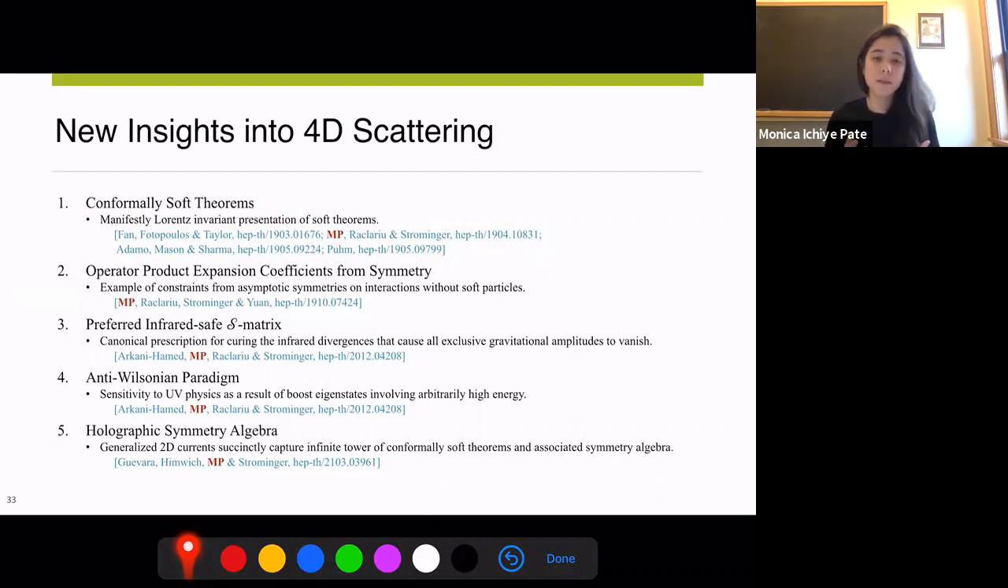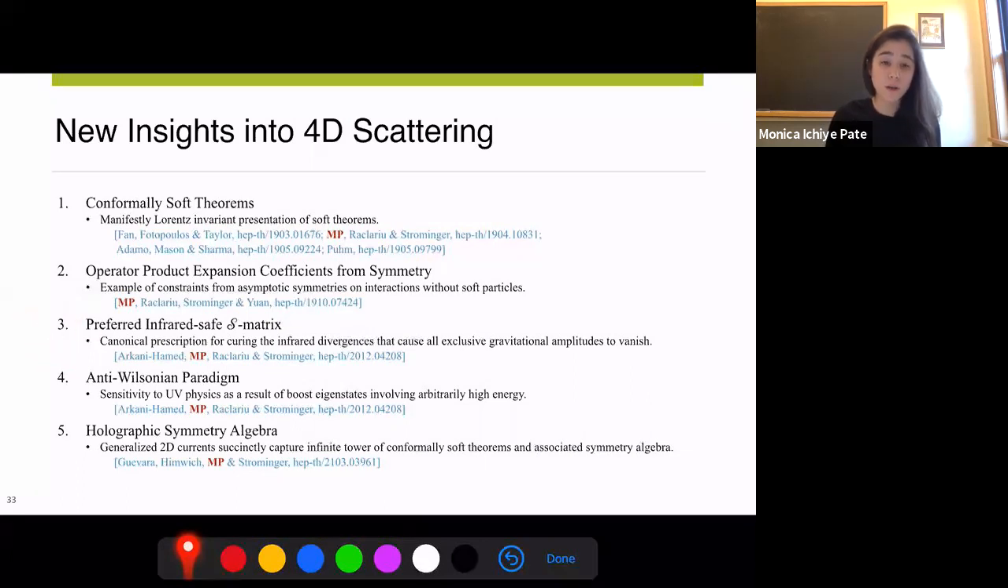And these can be thought of as simply a manifestly Lorentz invariant presentation of soft theorems that circumvents a non-Lorentz invariant reference to factors of energy, and thereby further elucidates their connection to symmetry. So next, in this framework, it turns out that one can use the symmetries to fix so-called operator product expansion coefficients, which are basically characterizing interactions between different particles. And what's particularly novel is that none of the particles participating in these interactions need be soft. So in this language, the symmetries are in fact constraining more than just infrared interactions.